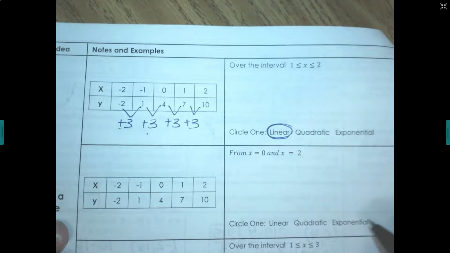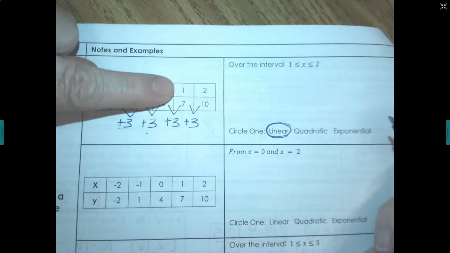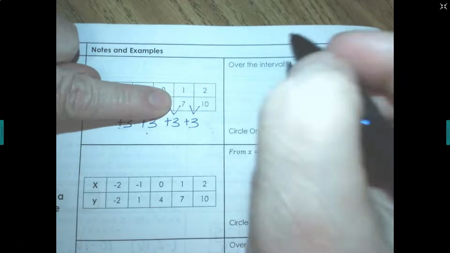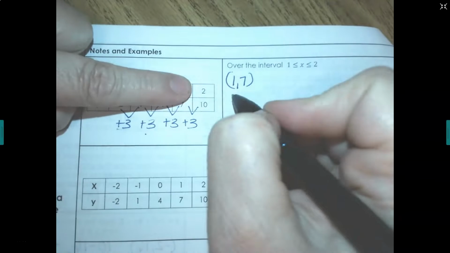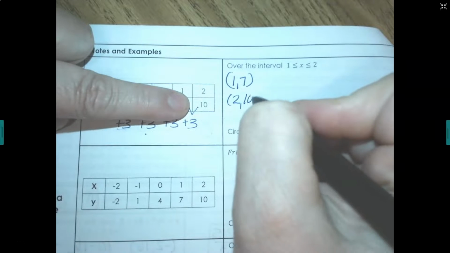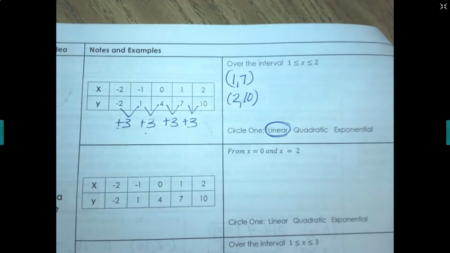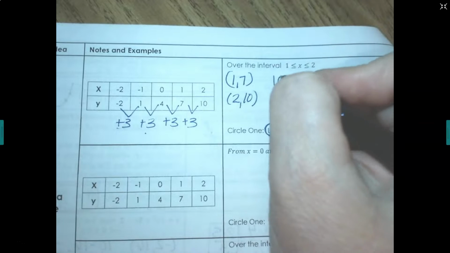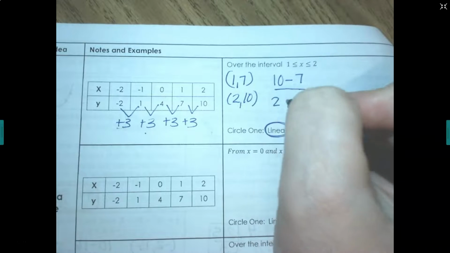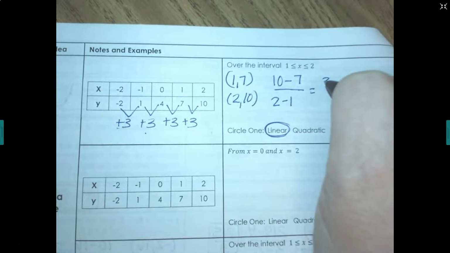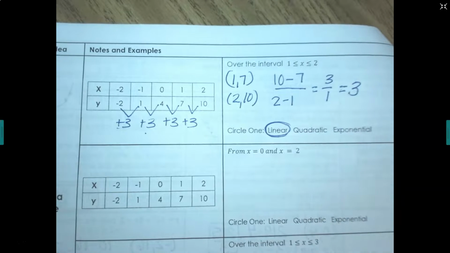Okay. Now, I have an x value of 1, so I'm going to find the x value of 1 in my table and see that the y value is 7. And then I have an x value of 2 with a y value of 10. Once I have my 2 points, I'm going to plug them into my slope formula. y minus y divided by x minus x equals 3 divided by 1, which is 3.